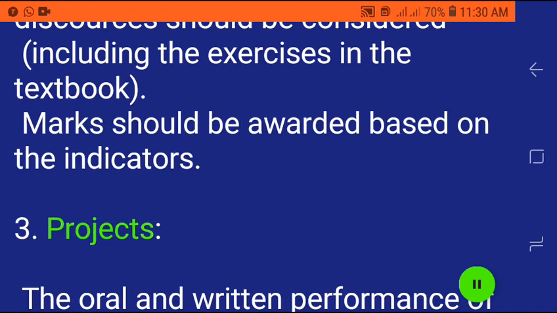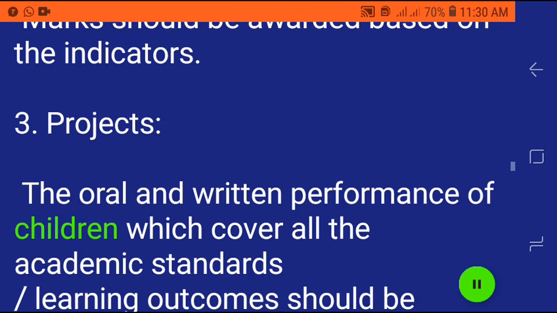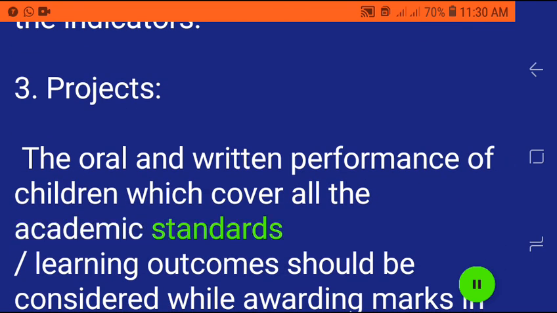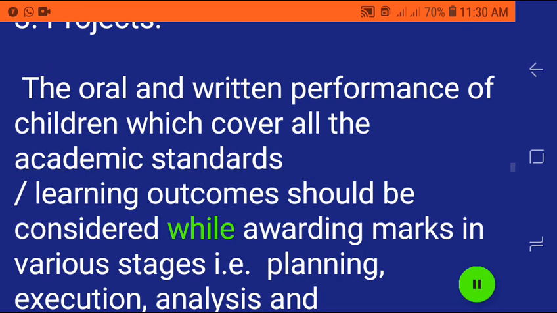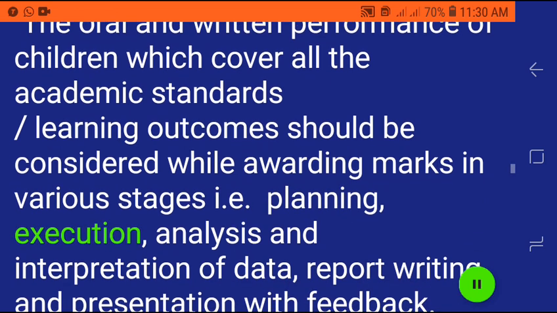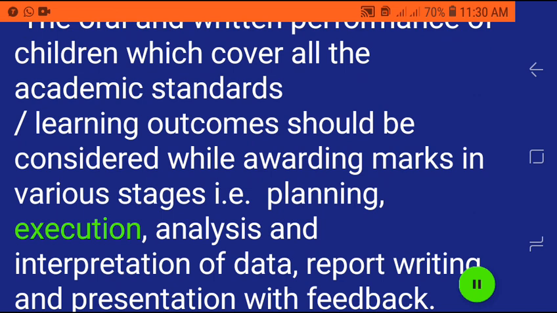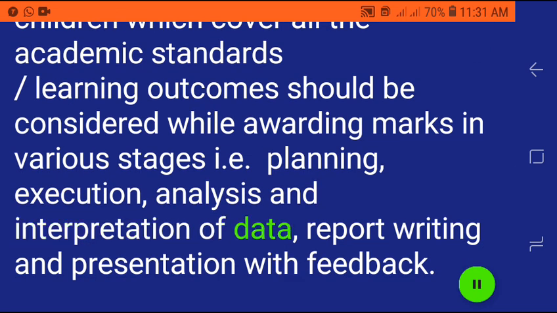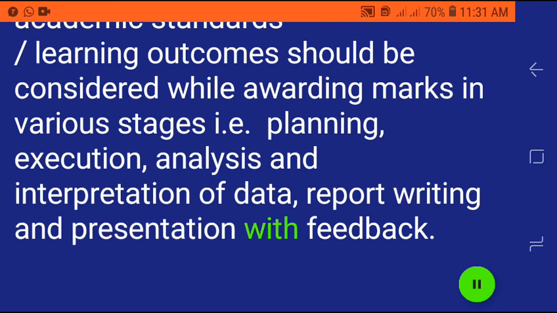3. Projects. The oral and written performance of children which cover all the academic standards and learning outcomes should be considered while awarding marks in various stages, i.e., planning, execution, analysis and interpretation of data, report writing and presentation with feedback.